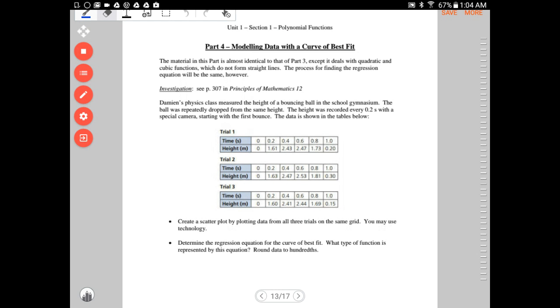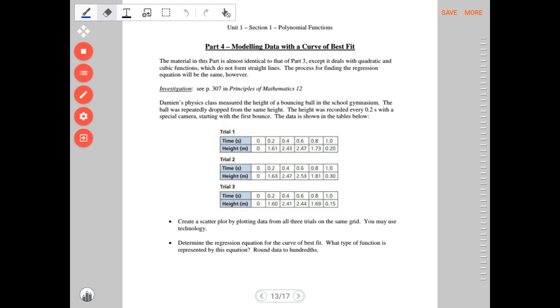Hi everyone, part 4, modeling data with a curve of best fit. The material in this part is almost identical to that of part 3, except it deals with quadratic and cubic functions, which do not form straight lines. The process for finding the regression equation will be the same, however.